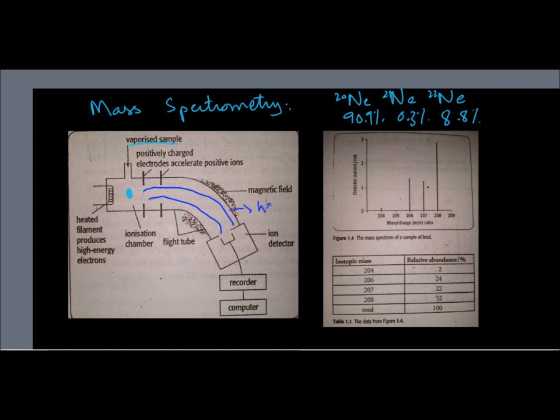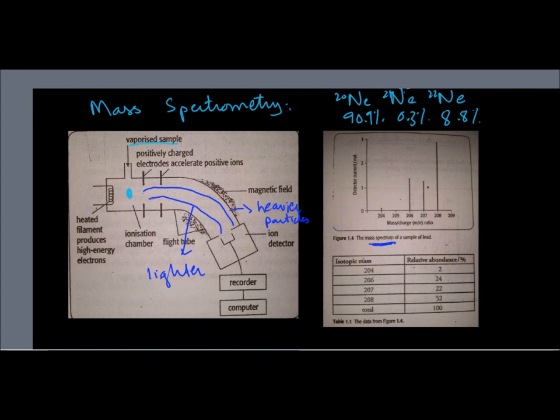So these are the heavier particles. Why? Well, they are heavier, so they don't get deflected that much by the magnetic field. But the lighter particles, these ones, because they are very light, they get really deflected by the magnetic field. So their route gets deflected a lot. Then your detector detects all of these, and it gives out a readout which is known as the mass spectrum.